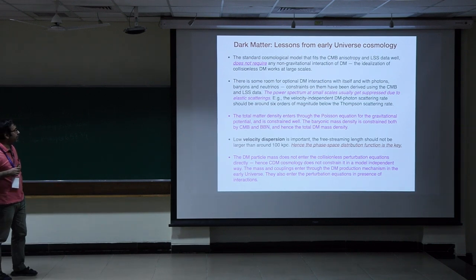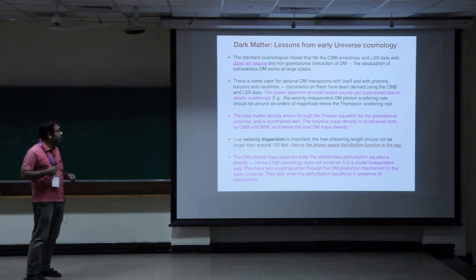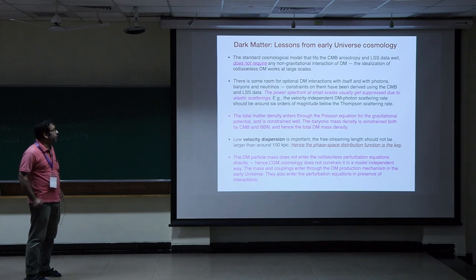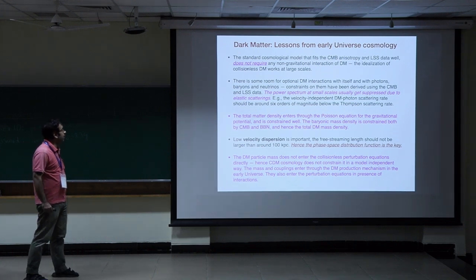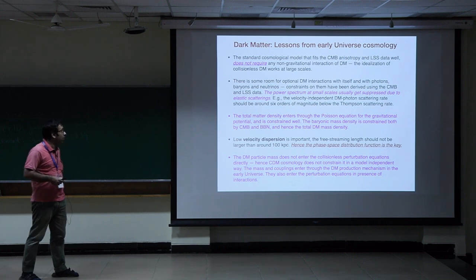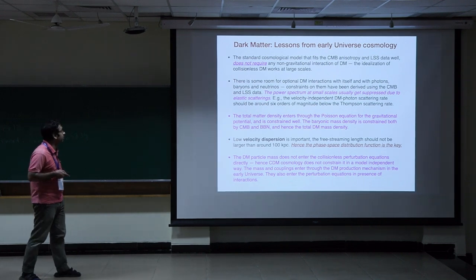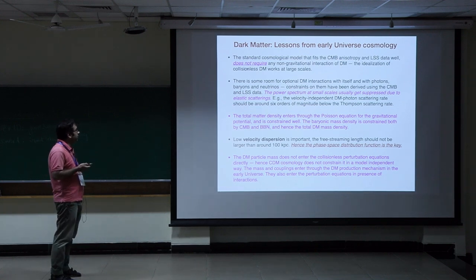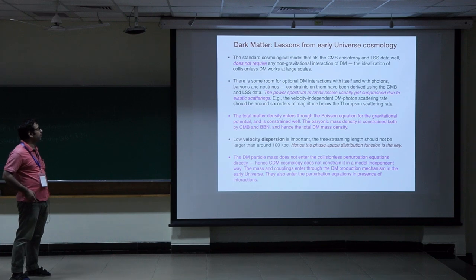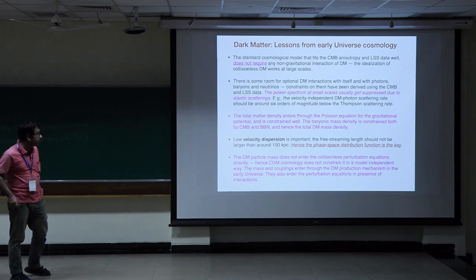Often one finds that the power spectrum, which is the Fourier transform of the density-density correlation function in the sky, gets usually suppressed at small scales due to these elastic scatterings, and Tirtha will discuss this in some context. Just to give an example of the kind of bounds that one obtains from these CMB constraints, the velocity-independent dark matter photon scattering rate should be around 6 orders of magnitude below the Thomson scattering rate.